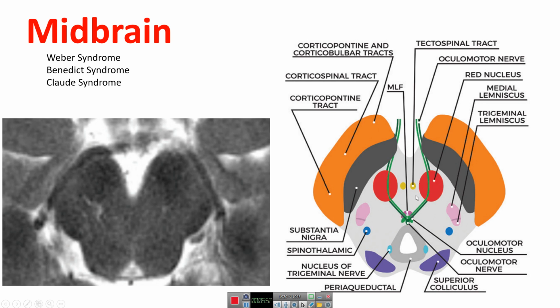And we have the red nucleus on both sides, the medial and trigeminal lemniscus behind and lateral to the red nucleus, the spinothalamic tract or spinothalamic lemniscus, and then the nucleus of the trigeminal nerve on both sides, which is a mesencephalic nucleus. Posterior, we have the superior colliculi. This is the corresponding MRI image for the midbrain.